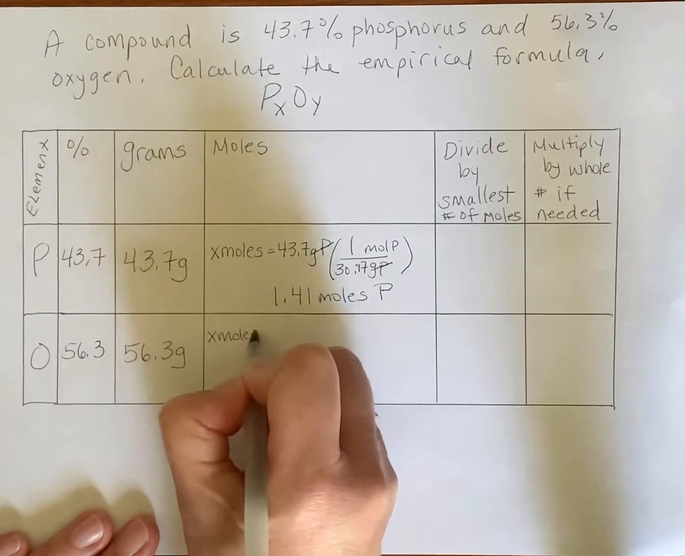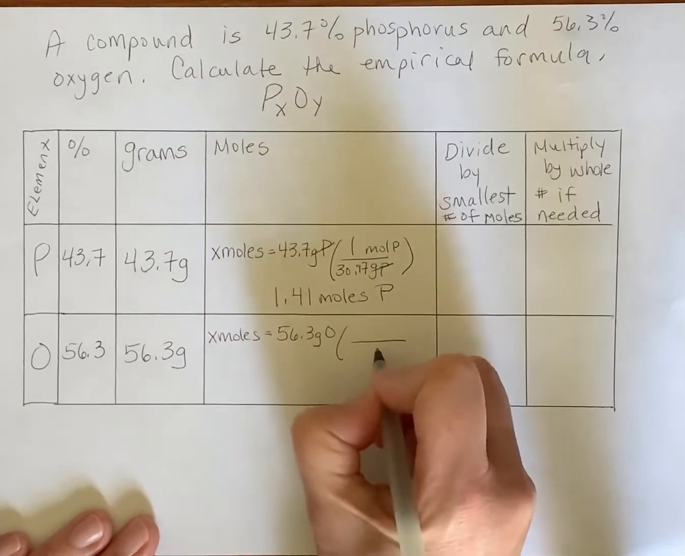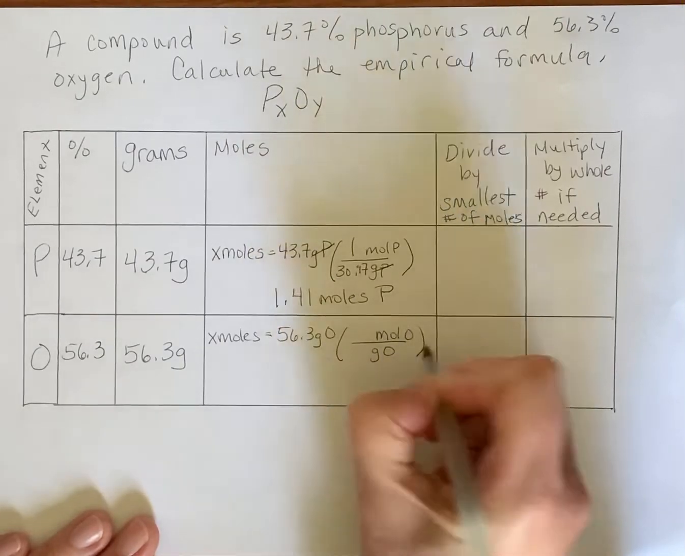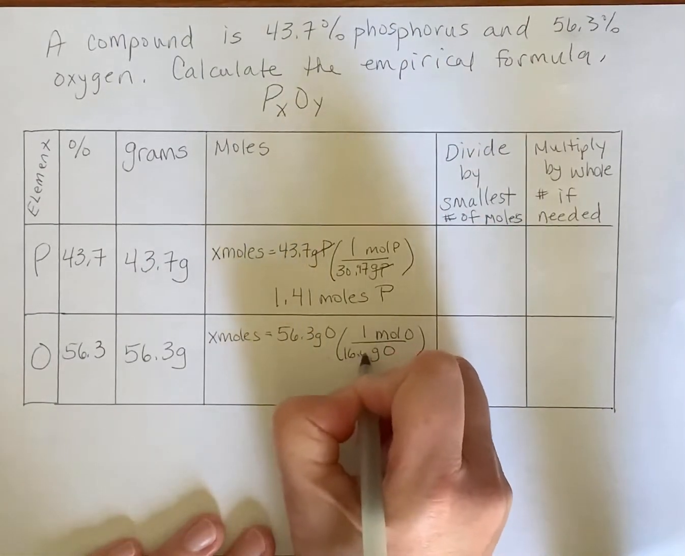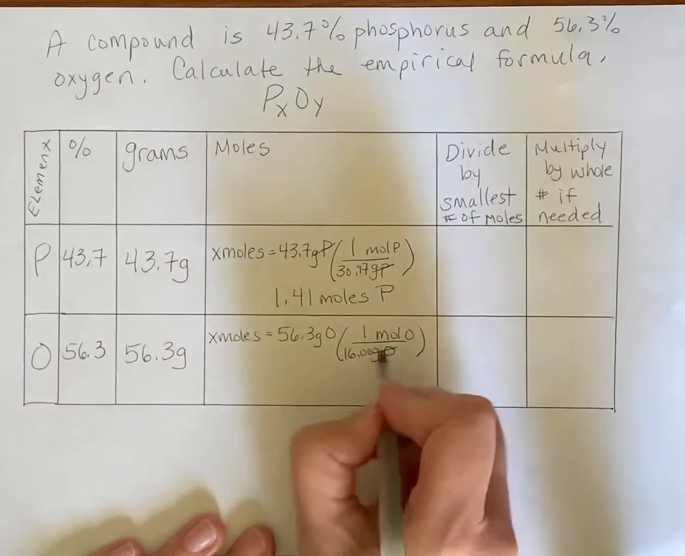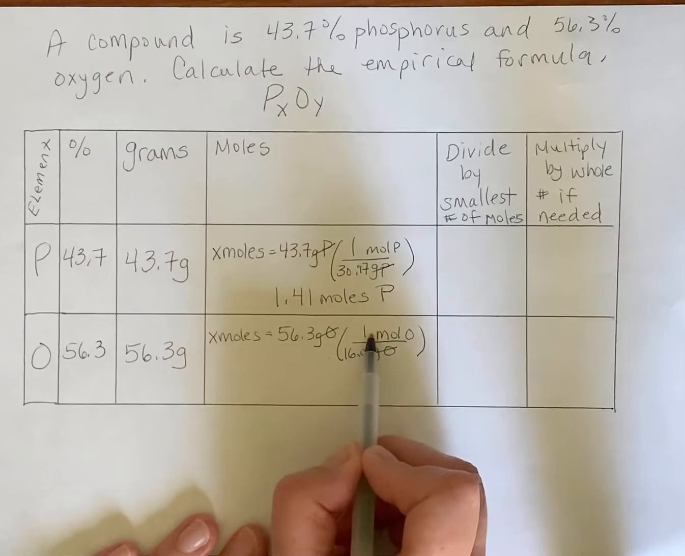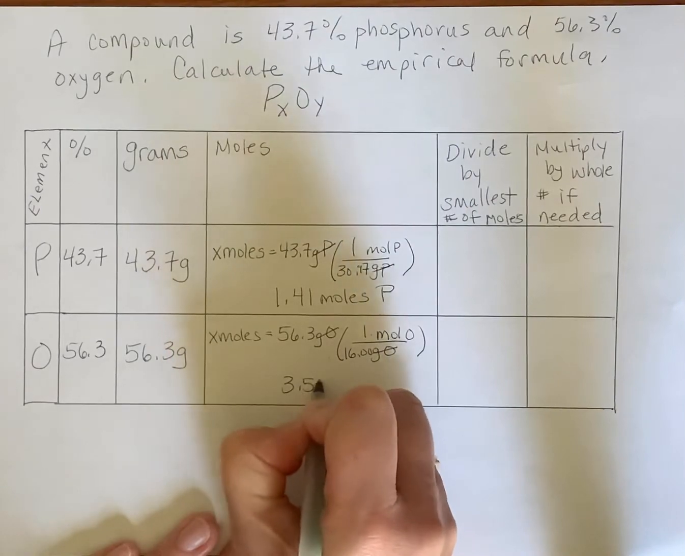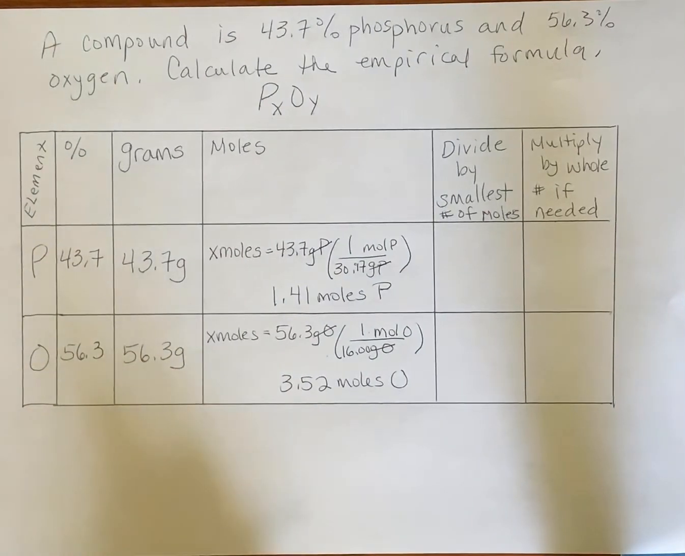X moles equals 56.3 grams of oxygen. I am going to put grams of oxygen on the bottom because I want to cancel them out, and I'm going to turn it into moles of oxygen. We know that 1 mole of oxygen equals the molar mass of oxygen, and that is 16.00 grams. Grams of oxygen cancels out. I now have moles of oxygen. 56.3 times 1 divided by 16 gives me 3.52 moles of oxygen.